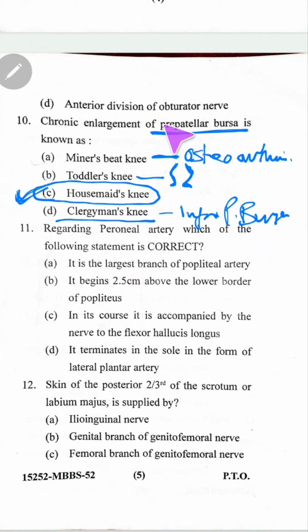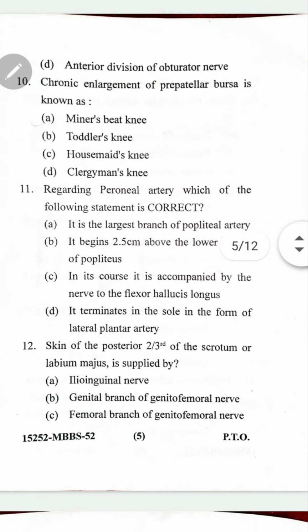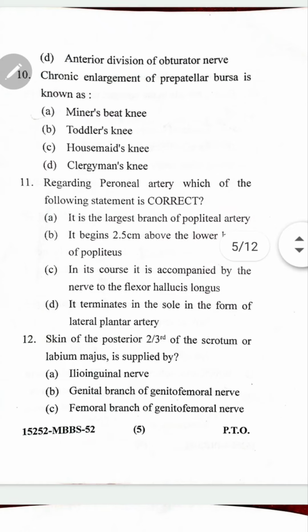Osteoarthritis. Have you understood now? Prepatellar bursa is known as housemaid's knee. Prepatellar bursitis or chronic enlargement, housemaid's knee. That means the 11th answer is C.